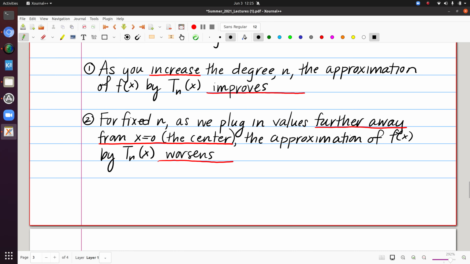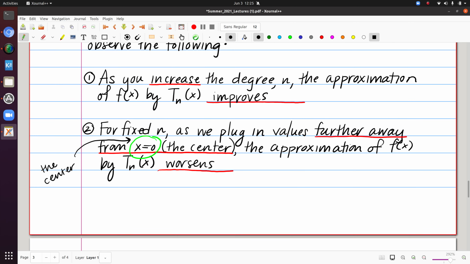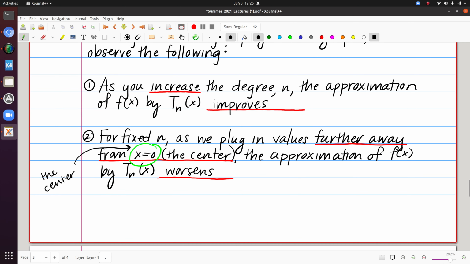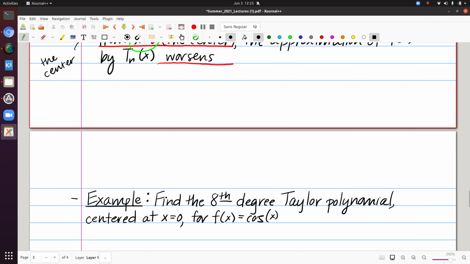So those are things that are going to extend. I noted that later we're going to talk about a Taylor polynomial centered really anywhere. And so this idea, moving away from x equals 0, we're just going to replace with moving away from the center, whatever that may be. This first idea is actually going to motivate our discussion of Taylor series later, the idea that we want to get the best approximation, we want to increase n as much as possible. So we'll come back to that at a later point.